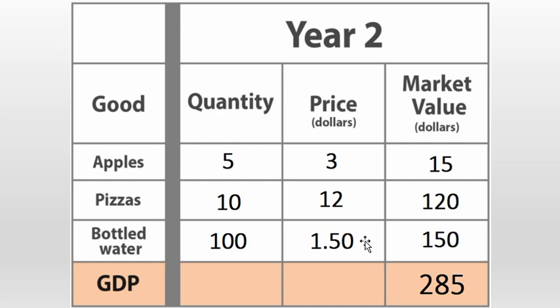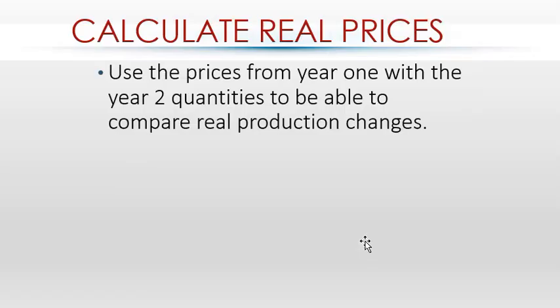But we also saw that prices went up, and that's influencing the market value. So it looks like we've produced more than we really did increase our production. To calculate real GDP, we're going to use the prices from year one with year two quantities, to be able to compare what actually happened to production.